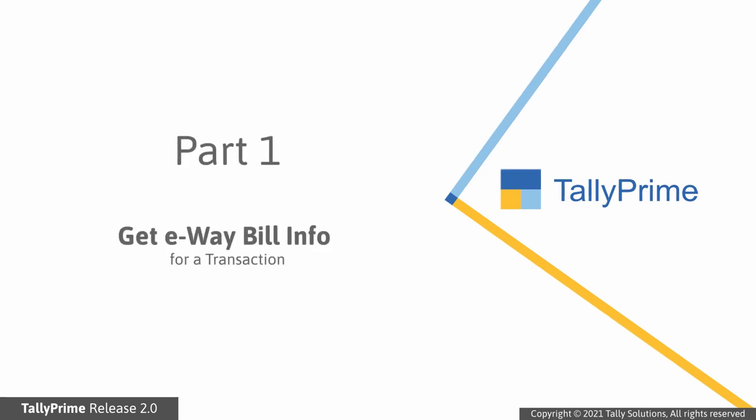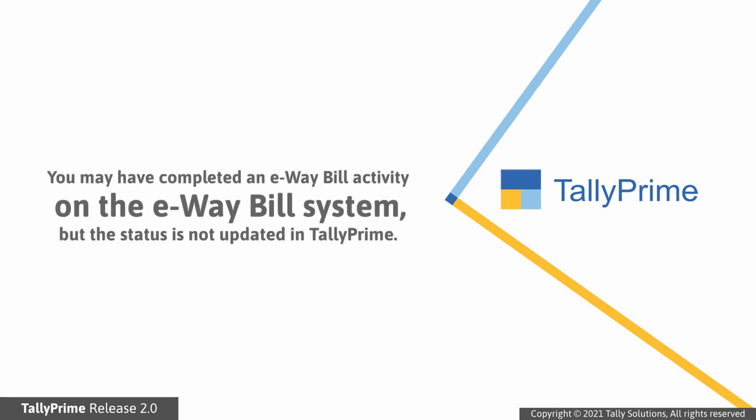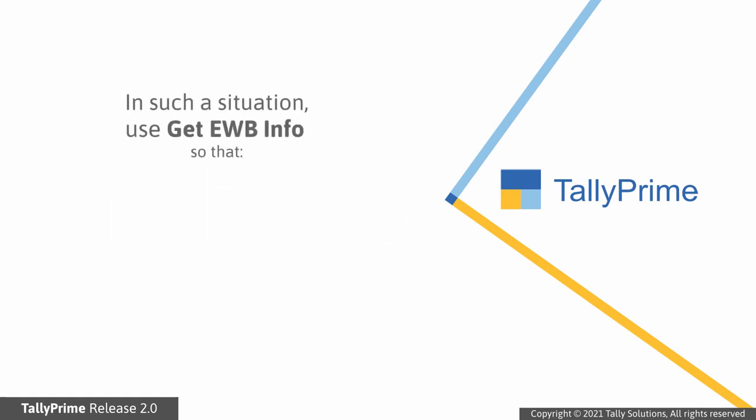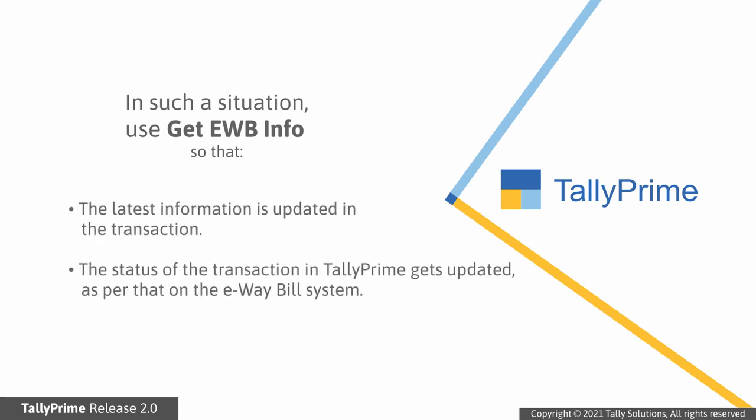Let's first see how to get e-way bill information for a transaction using the e-way bill report in Tally Prime. You may have completed an e-way bill activity such as generation or cancellation for a transaction on the e-way bill system or using any medium other than Tally Prime. However, the status of that transaction in Tally Prime is pending. In such a situation, you can use the Get e-way bill information option. Subsequently, the latest information will get updated in the transaction in seconds. Let's see how to do it.